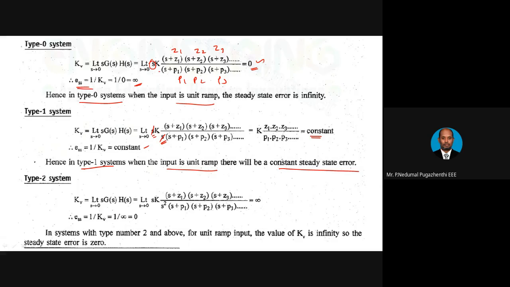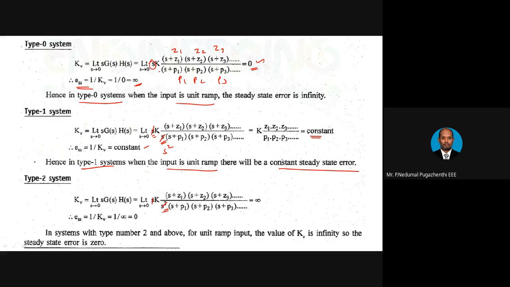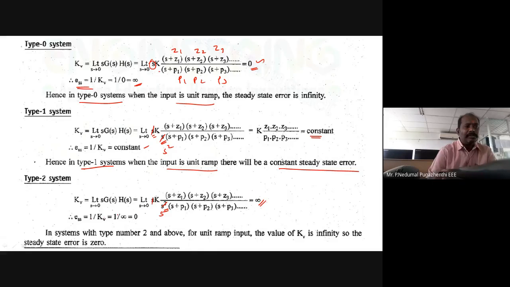If I go for a type 2 system, obviously instead of s, you will have an s squared like this. So I can cancel this. You will have an s in the denominator. Because of the s in the denominator, the Kv value is infinite. And because it is infinite, the steady state error is going to be 1 by infinite, which is equal to 0. So for systems with type 2 and above, for the unit ramp input, the value of Kv is infinite, so the steady state error is 0.